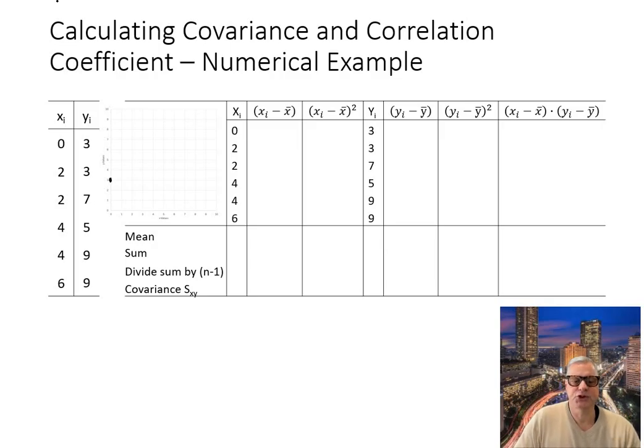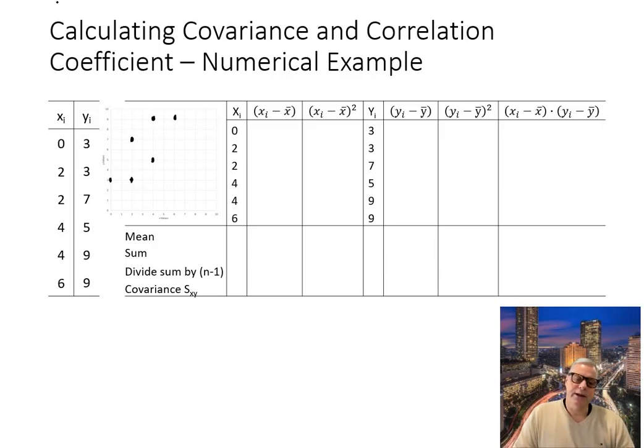Then the next one has 2 and 3, so 2 and 3 would be here. Then we have 2 and 7, so that would be this observation. And then we have 4 and 5, so that would be here. Then we have 4 and 9, that would be up here. And then we have 6 and 9, which is here.